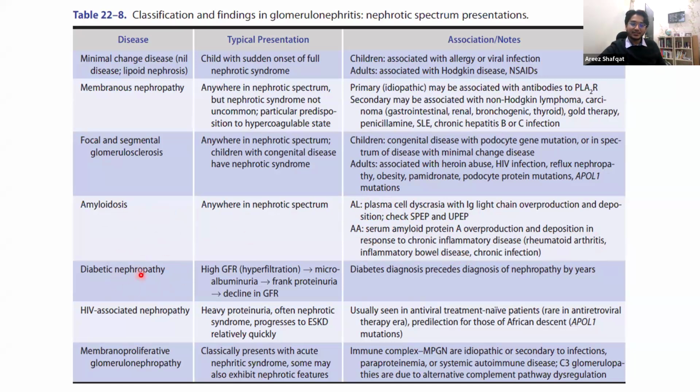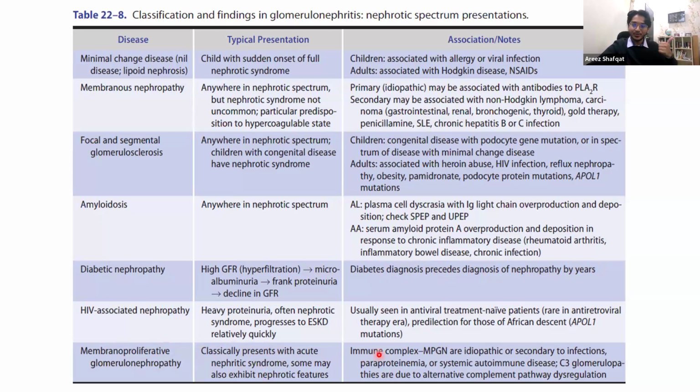Okay, diabetic nephropathy usually begins with high GFR, hyperfiltration injury, progressing to proteinuria. It usually happens over 15 years. Okay, and that's why diabetes diagnosis precedes diagnosis of nephropathy by years. Membranoproliferative glomerulonephropathy is classically an acute nephritic syndrome, but it can be nephrotic.